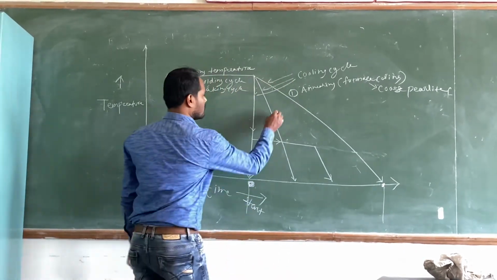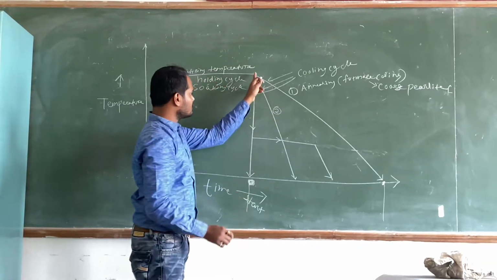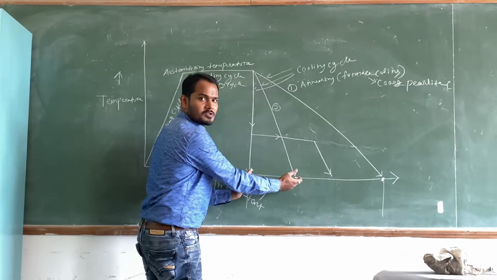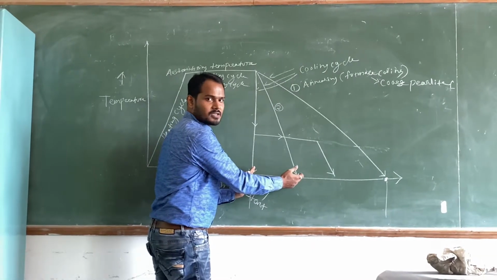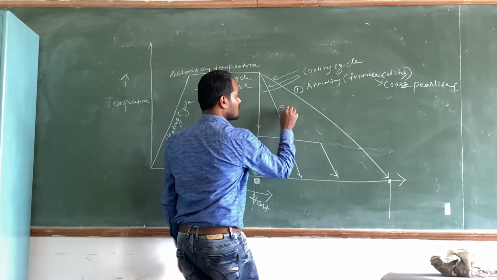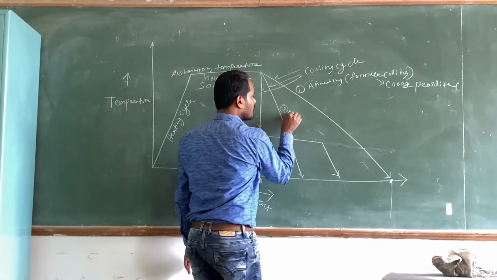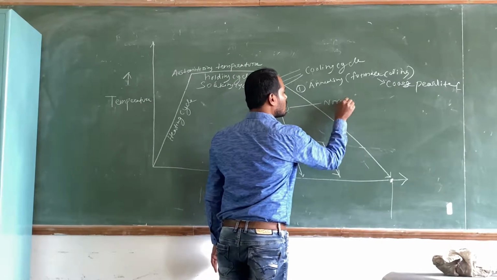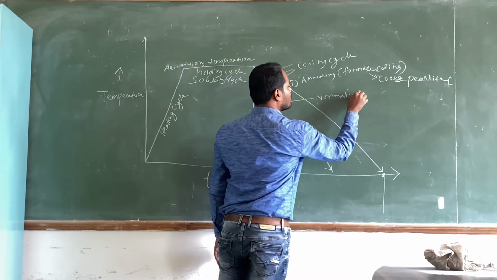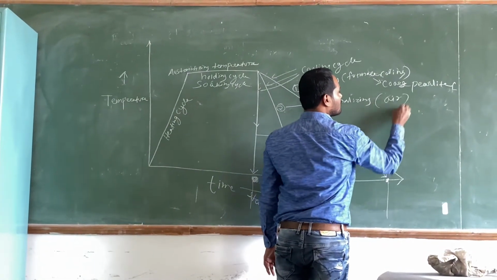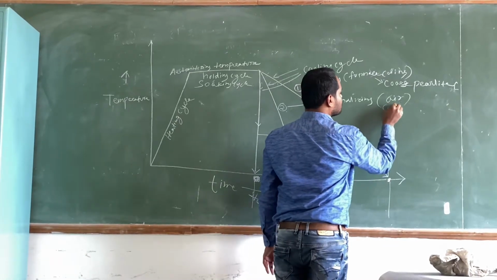Next one is this one. So this cooling rate is, you can see, faster because the time gap is small. Cooling rate is fast, time given is less, right? So this is actually called normalizing. And normalizing is done in air. This is air cooling.